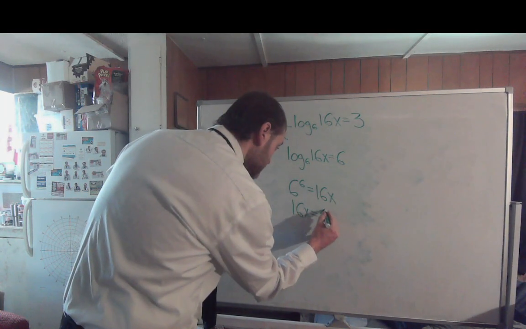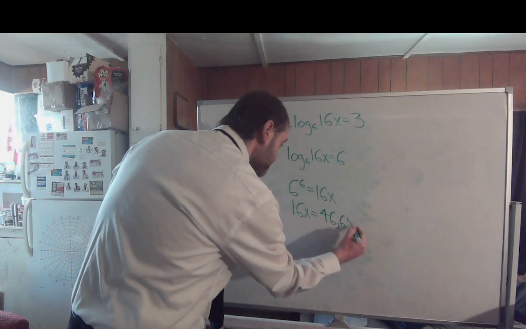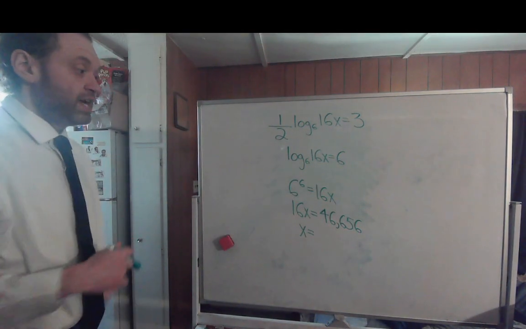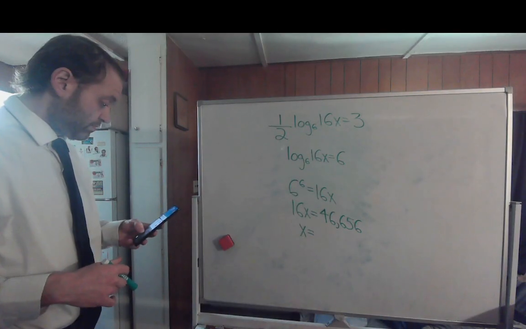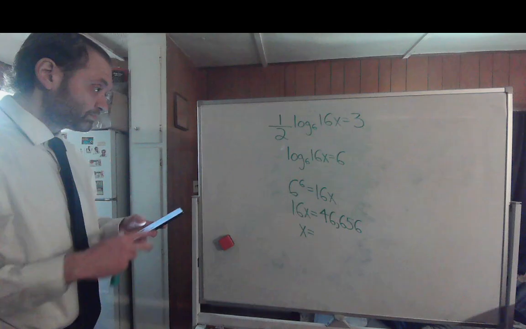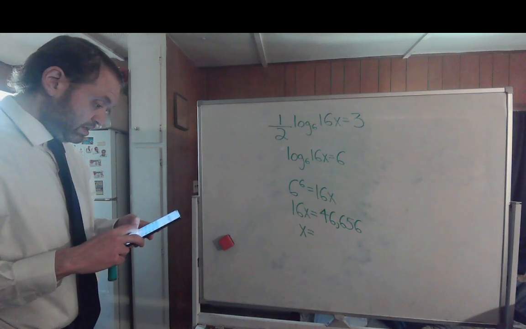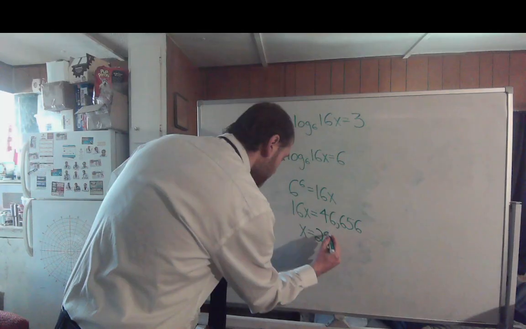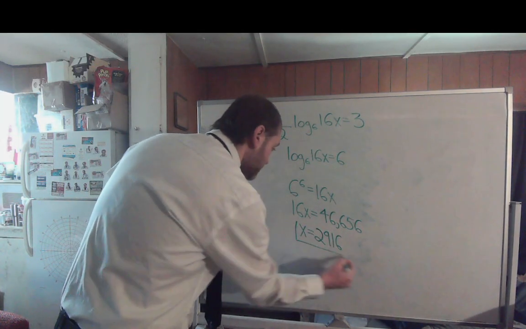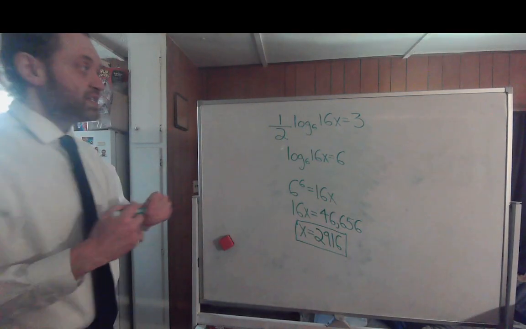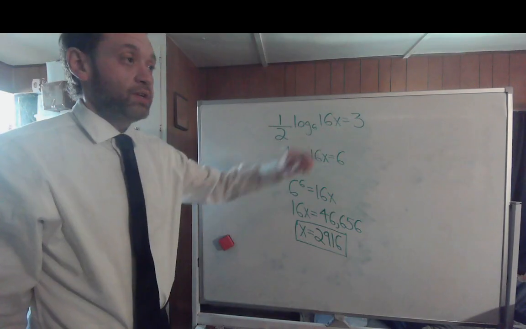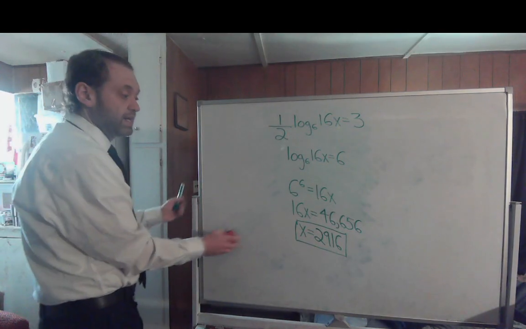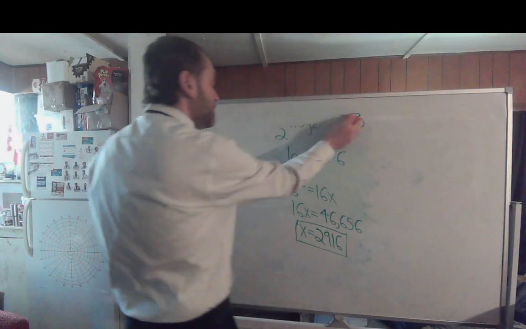$46,656. Now let's just solve for x, so divide both sides by 16, we should have an answer. You get 2,916. So x would have a value of 2,916, and if you put it into the logarithmic function, the value is definitely defined there because it's greater than 0. So x equals 2,916.